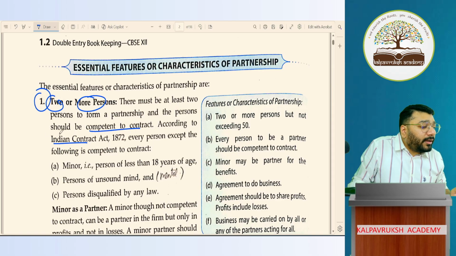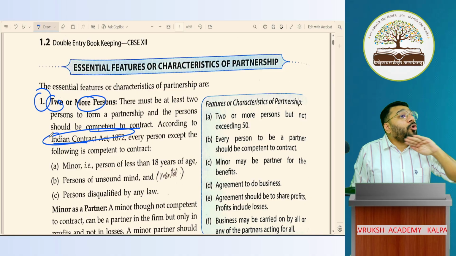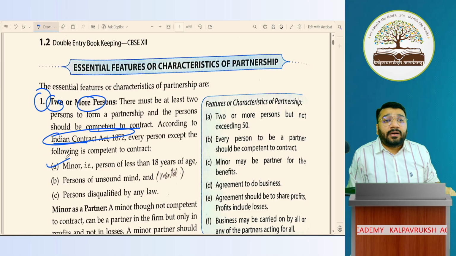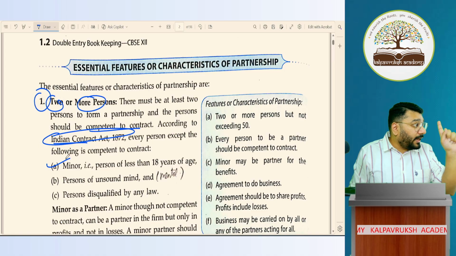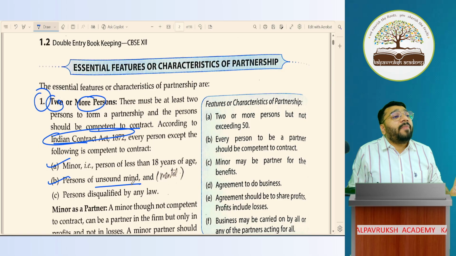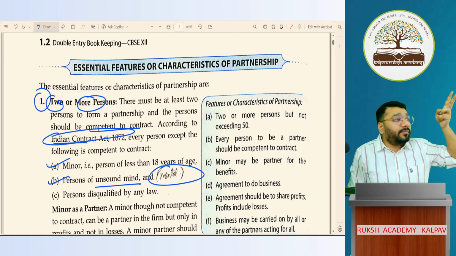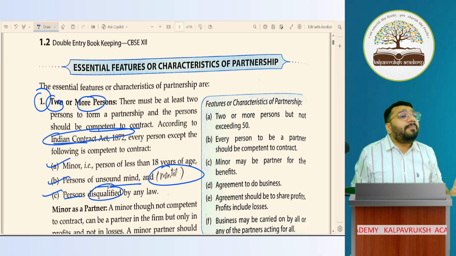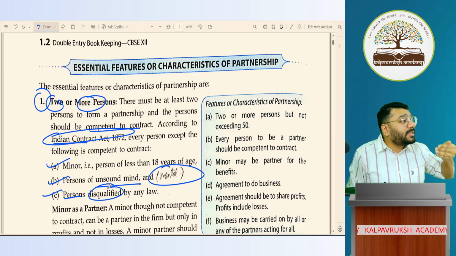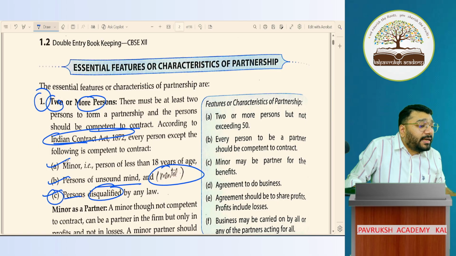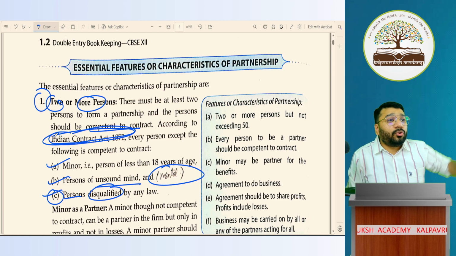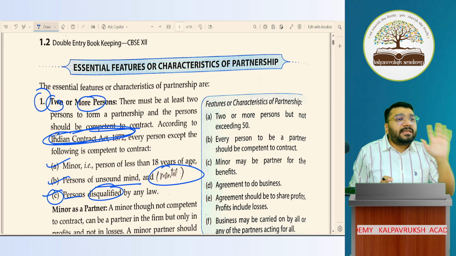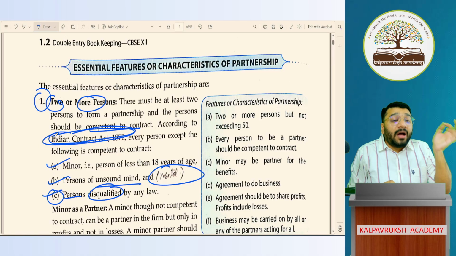So, as per the Indian Contract Act 1872, which three people are not competent to contract? A minor, a person whose age is less than 18 years, cannot enter into any contract. Second, a person of unsound mind, a person who is in a mental state of disorder. He cannot enter into any contract. Third, a person who is disqualified by law. Under what circumstances will law disqualify? This is something you will study in depth in the Indian Contract Act 1872 of the CA Foundation course. As of now, we are not going too deep. These three people cannot enter into any contract.